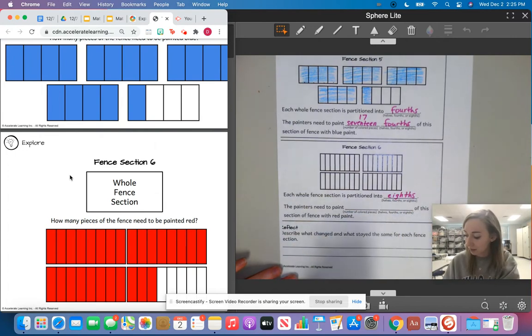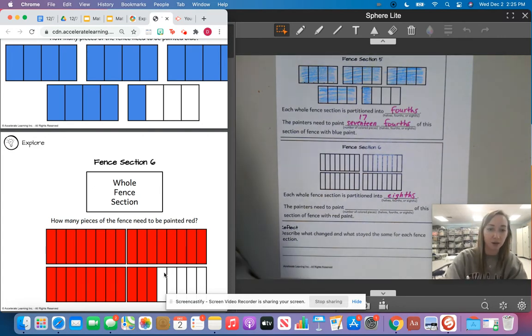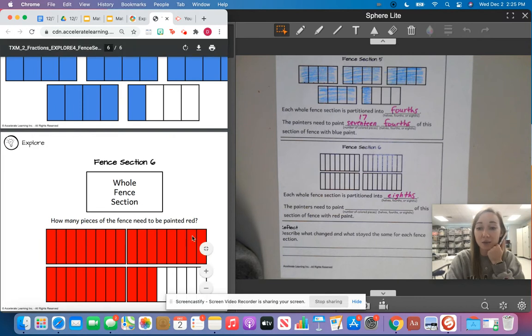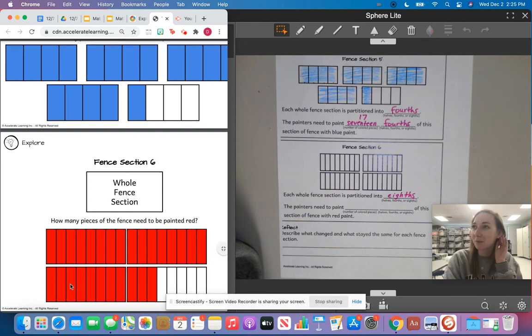The painters need to paint how many of them red, though? Let's count. Let's look at our example over here. We have 8 right here because we know that all 8 of these eighths are red. We have another 8 right here. So 8 plus 8 is 16. Another 8. What's 8 plus 8 plus 8? I'll give you all a second to think about it. 8 plus 8 plus 8 is 24.